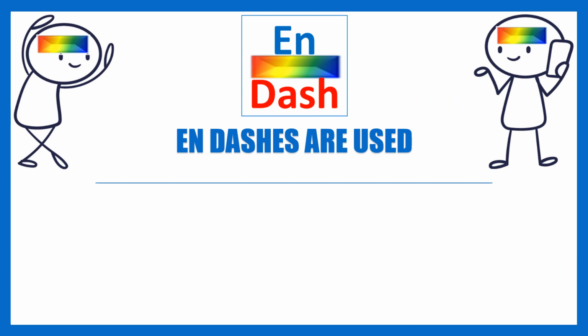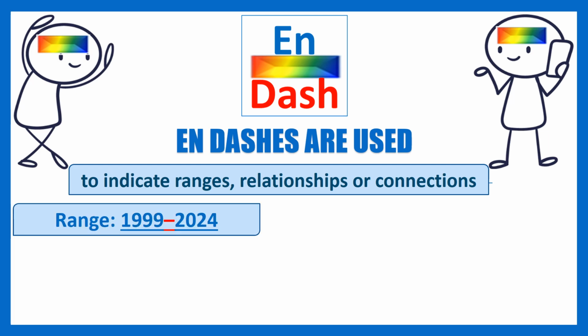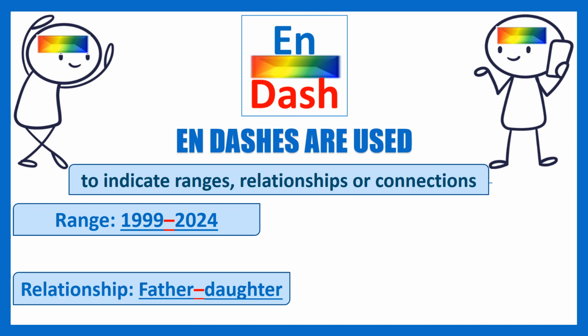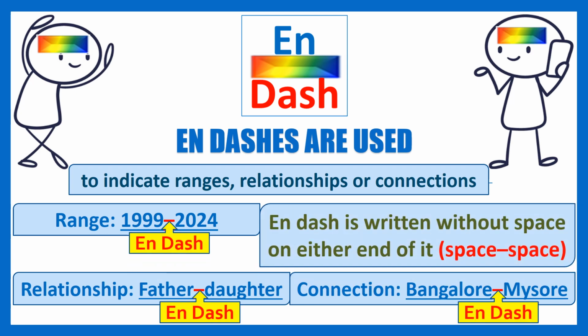N dashes are used to indicate ranges, relationships, or connections. For example, range: 1999–2024. Relationship: father–daughter. Connection: Bangalore–Mysore. Please note, N dash is written without space on either end of it.